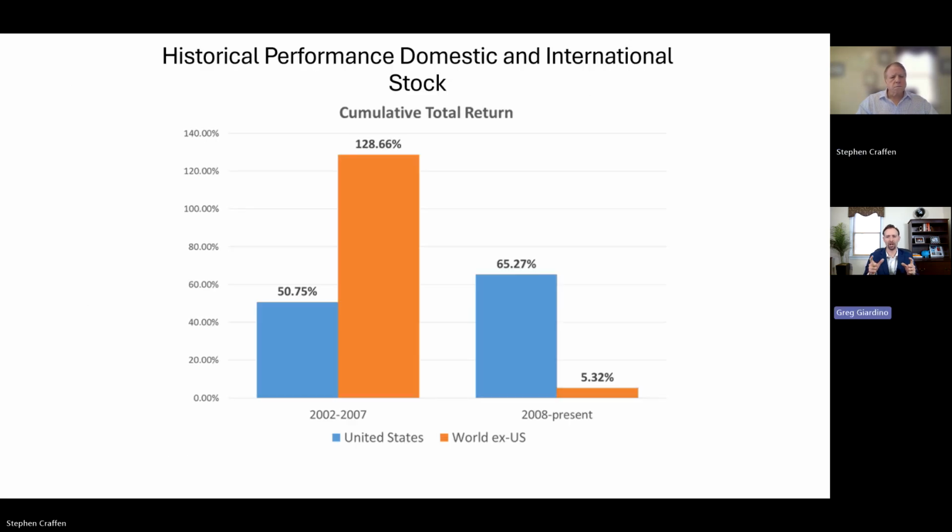Now, here's looking at cumulative returns from 2022 to 2007, and also from 2008 to the present. You could see here cumulative returns US versus non-US. It varies widely. And I know a lot of folks are wanting to jump on the bandwagon that maybe didn't have international exposure now, and that's precisely the opposite of investing 101. You don't want to be buying high and eventually selling low here.